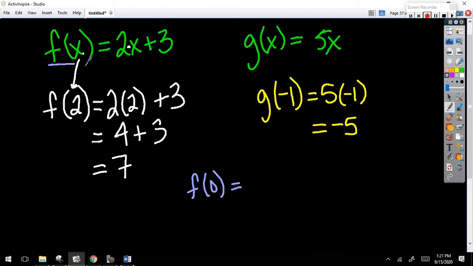So we look at f and we say, okay, everywhere. Are these two different problems? g and f are two different equations, and I'm telling you which one to look at to plug into. This time, Fisher, I'm telling you to look at f, and for the equation f, everywhere there is an x, replace that x with 0. So 2 times 0 plus 3. It's just 3.